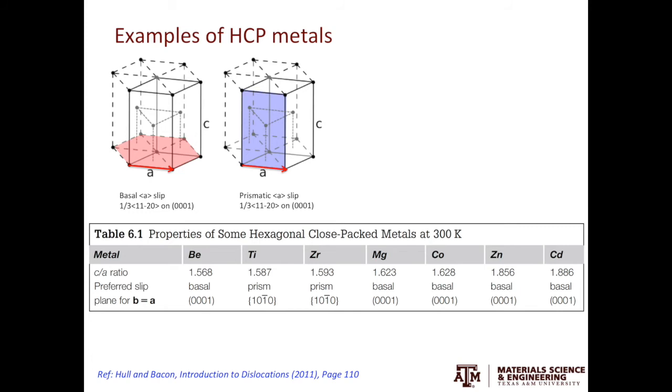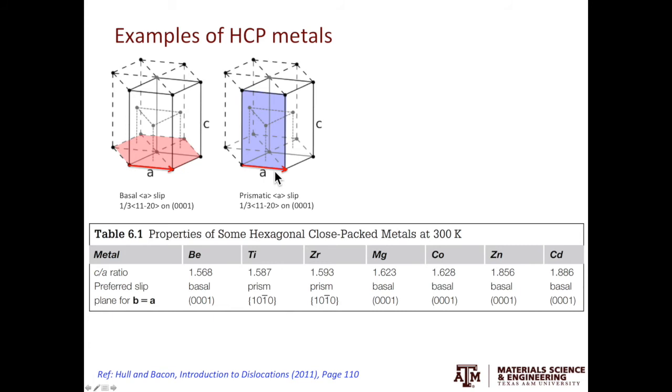For different HCP metals, they have different C/A ratios. When C/A is large, that means A is small. The most packed planes are the 0001 planes, so basal slip is usually prevalent in those metals. A good example is magnesium and magnesium alloys. When C/A is small, that means C is small, so the prismatic plane is the most packed plane, and the prismatic slip is easier, and it will become prevalent. The typical example is another lightweight metal, titanium.